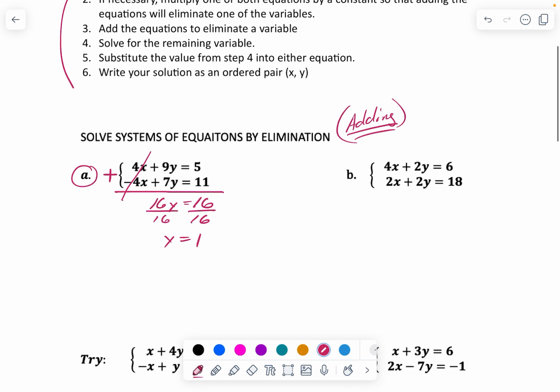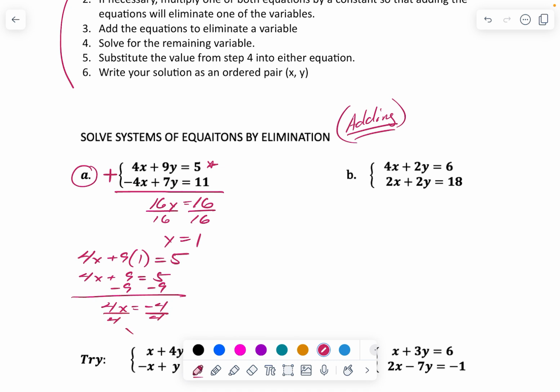Now that we found y, we need to find x. So I'm going to erase that for now. And I'm going to look at this first equation, and I'm going to plug back in 1 for y to solve for x. So that gives me 4x plus 9 equals 5. Subtract 9 from both sides. 4x equals negative 4. x equals negative 1. And so my solution is negative 1, 1.